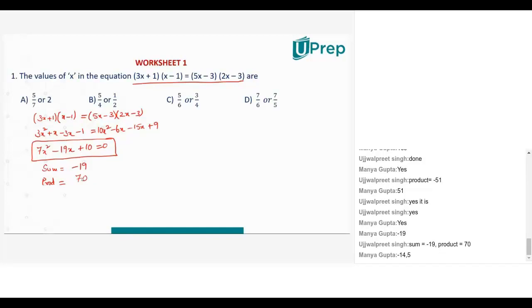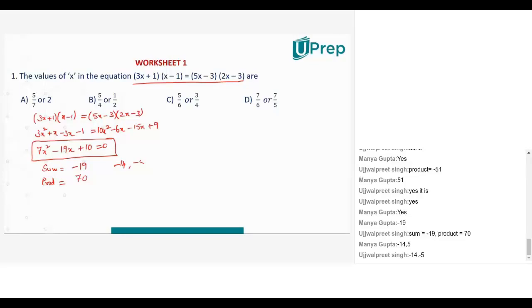Yes. Can you tell me what are the two numbers? If I add, I should get minus 19. If I multiply, I should get 70. What are the two numbers? Manya, minus 14 and plus 5 or minus 5? Check it up. Yes, Ujjwal, right. Both are minus 14 and minus 5.